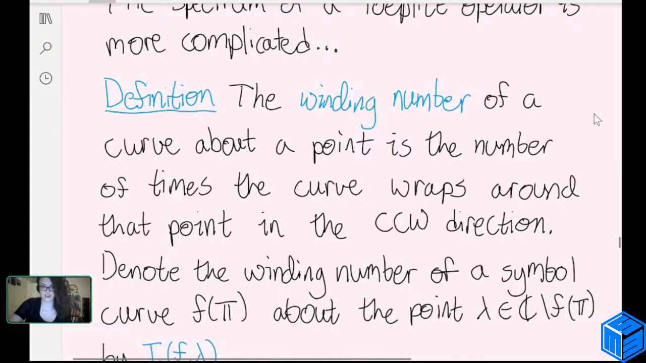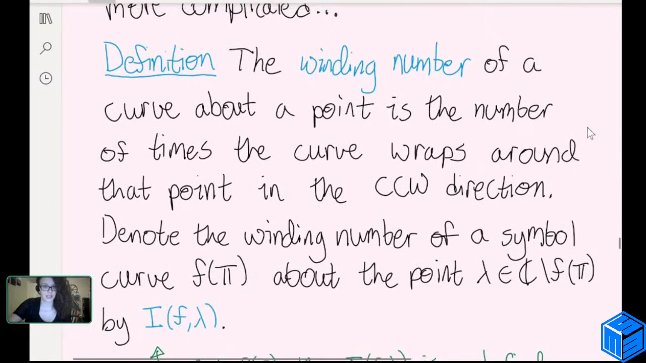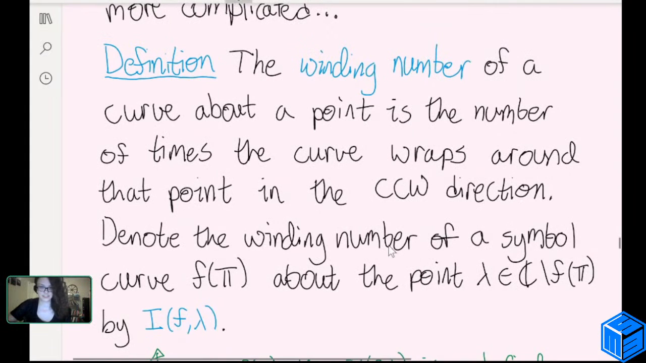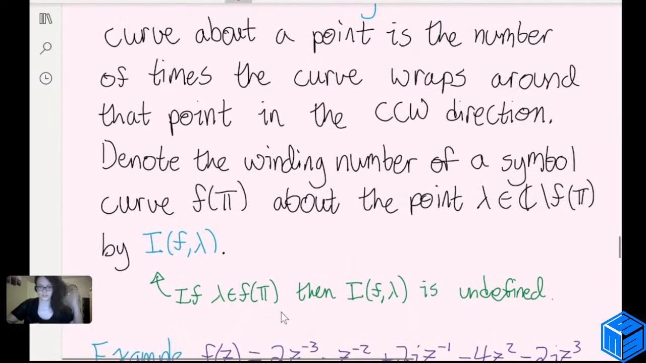So this is just a very informal definition. And we'll denote the winding number of a symbol curve f about the point lambda, where lambda is not on the curve, by I of f, lambda. So this is our winding number, I. And we'll note that if lambda is actually on the curve, then the winding number is undefined.